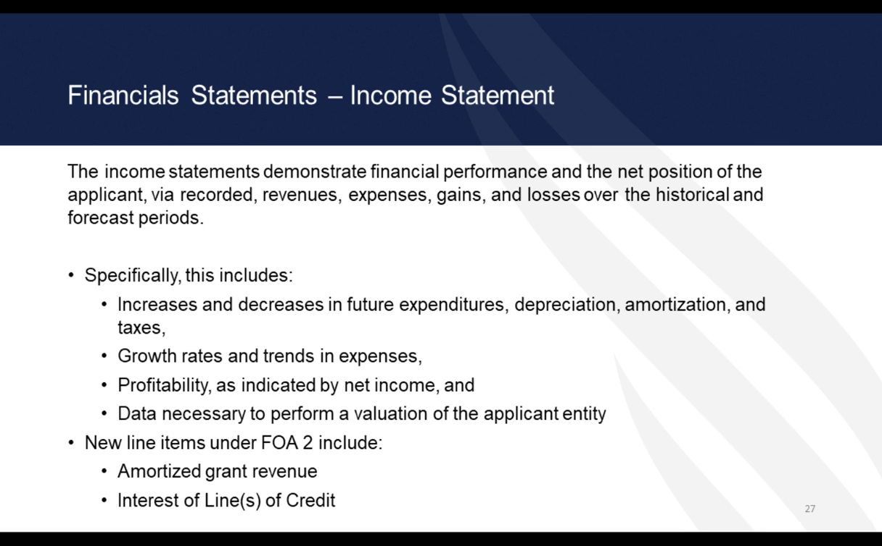The income statement now includes a few new line items under this second round FOA. Another operating revenue line item, amortized grant revenue, has been added pursuant to the RUS grant accounting policies, and another fixed charge line item, interest on lines of credit, has also been added to account for this interest expense independently from other fixed charges. Aggregate line items, such as net income, will be automatically calculated by the application system. Additionally, the agency will use the income statement in conjunction with other components of the pro forma to evaluate the FOA required compliance with DSCR and tier ratios.